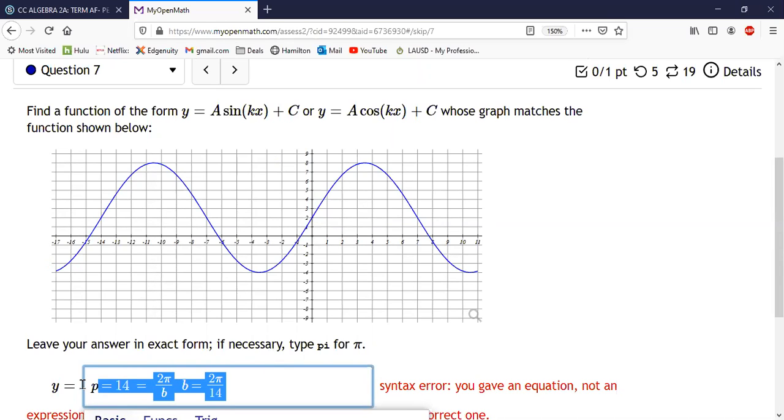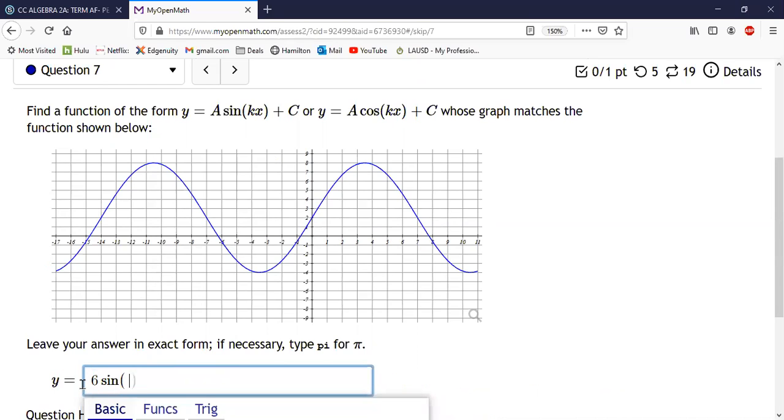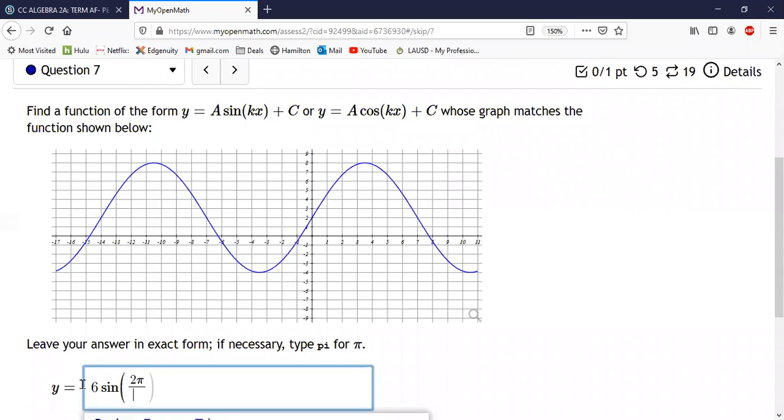Alright, so we can reduce that if we want. So we have A is equal to 6. Sine, we said it was going to be 2 pi divided by 14, we said, with x. And then we also have a C value here. No, we don't have a C value because we're starting at 0. And we're going to say it's going to be plus 2.